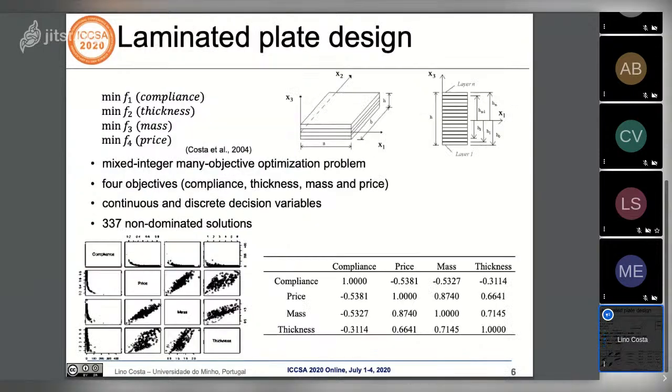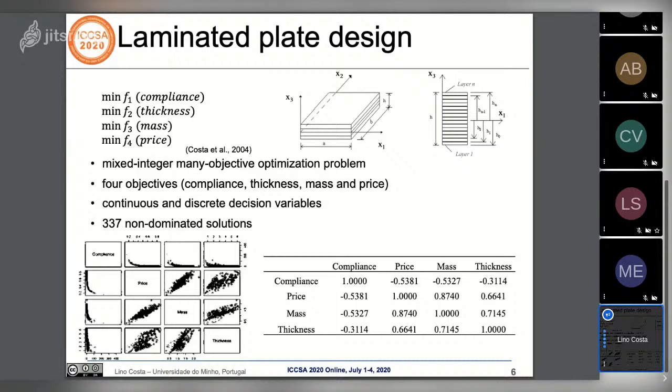I have here two examples of application. The first one is the optimization of a laminate plate. This laminate plate is constituted by several layers made of different materials and with different thickness. The problem is to simultaneously minimize the compliance, the thickness, the total mass and the total price of this laminate plate. So this is a mixed integer optimization problem with 4 objectives.